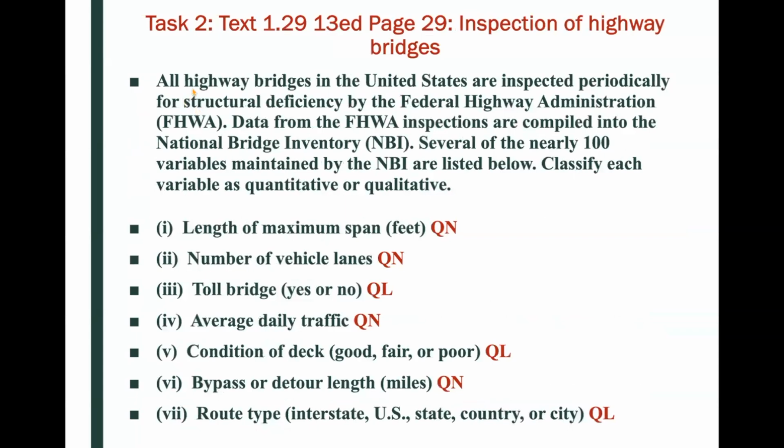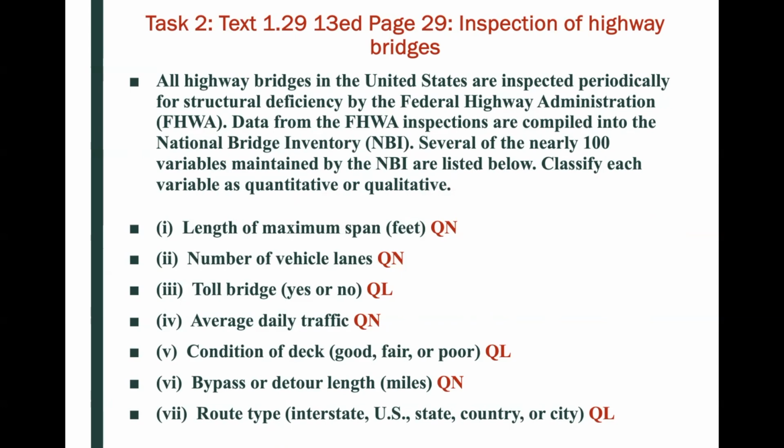Okay, so here's a new task. All highway bridges in the United States are inspected periodically for structural deficiency by the Federal Highway Administration. Data from the Federal Highway Administration inspections are compiled into the National Bridge Inventory. Several of the nearly 100 variables maintained by the National Bridge Inventory are listed below. Classify each variable as quantitative or qualitative.